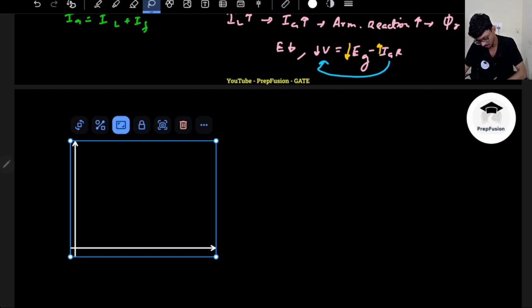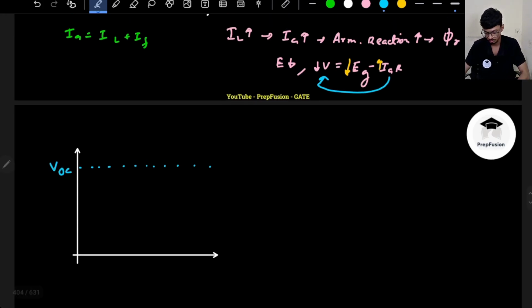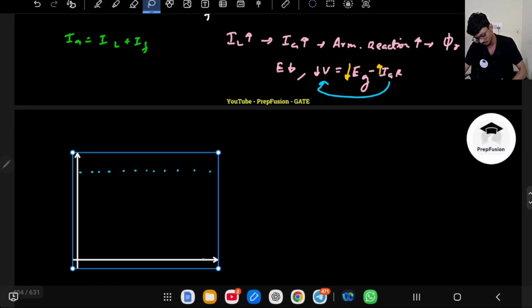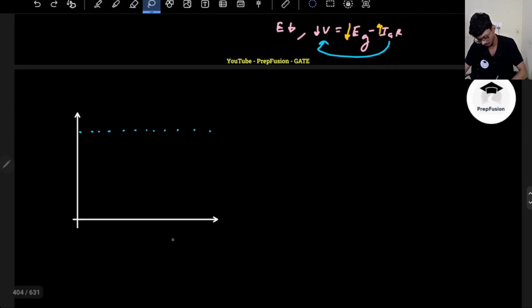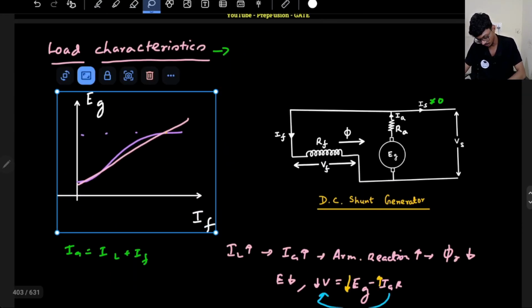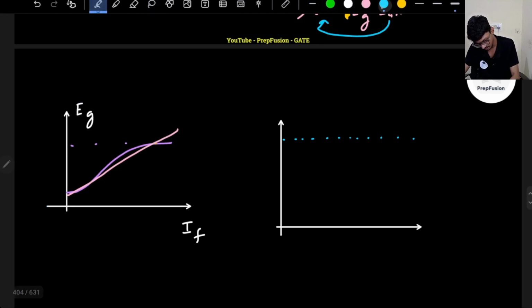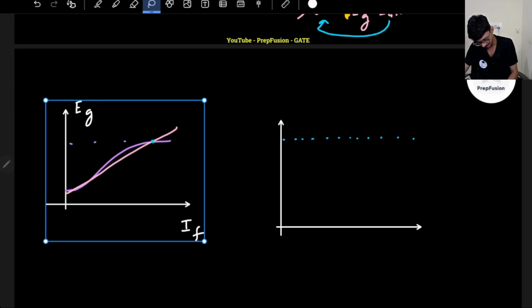If I assume, with increase in load, let's say this is the open circuit voltage when no load was connected, right? So what I can do is plot these two graphs together. This is the graph of the open circuit when no load was connected. If no load was connected, this will be the steady state value, correct? So I will just plot this here.